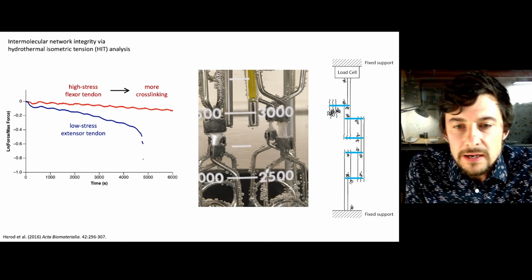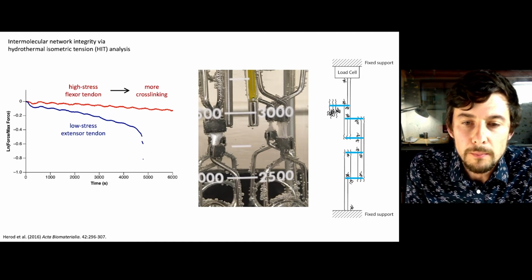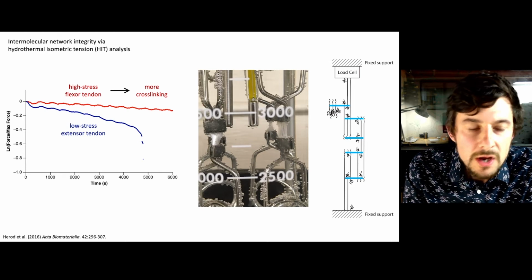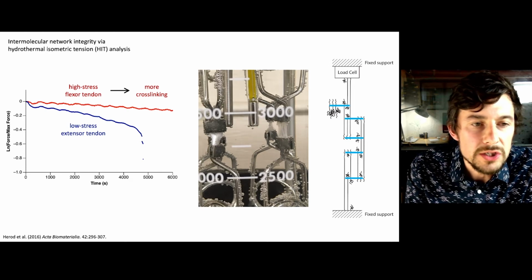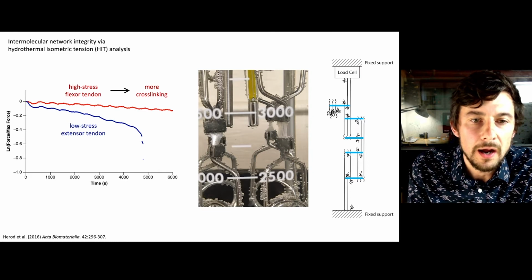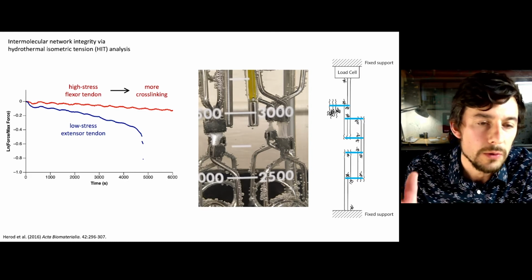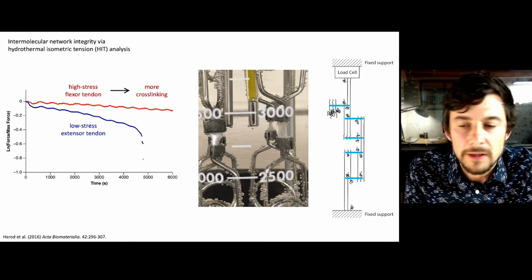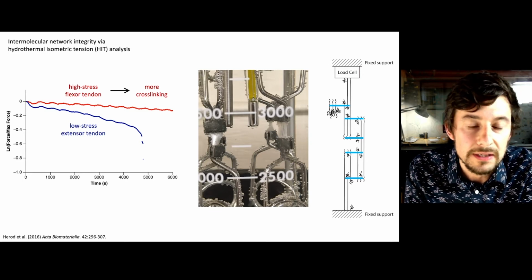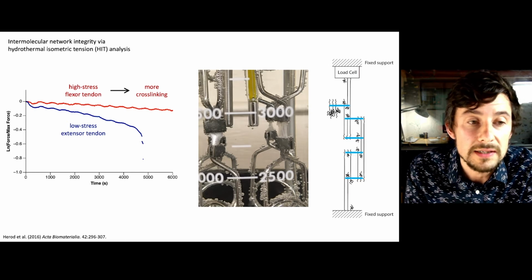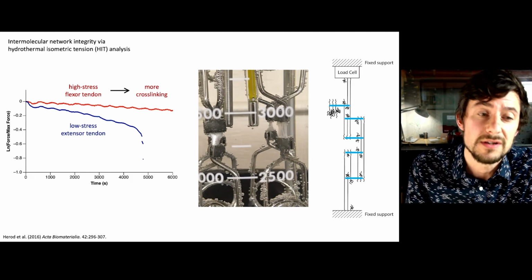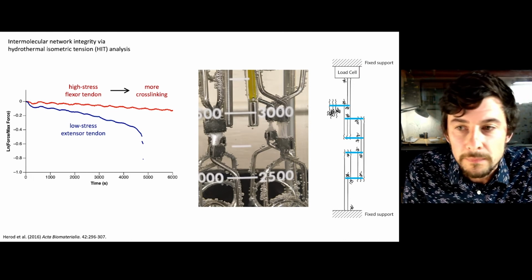And the rate of decay is related to the amount of cross-linking, with more cross-linked tissues undergoing slower load decay. So unsurprisingly, when we do this test for the high-stress flexor tendons and the low-stress extensor tendons, we find that the high-stress flexor tendons have significantly slower load decay, indicating significantly more cross-linking. That makes sense. The tendon that sustains high stress in life should have more cross-linking.